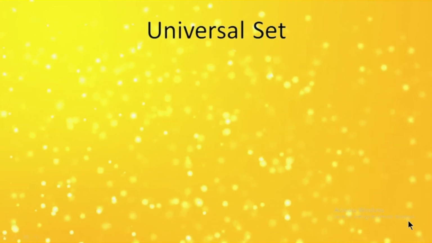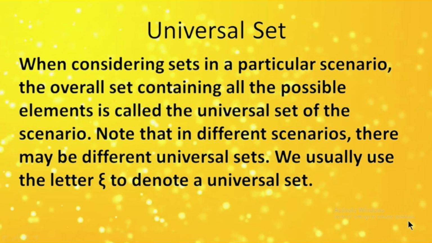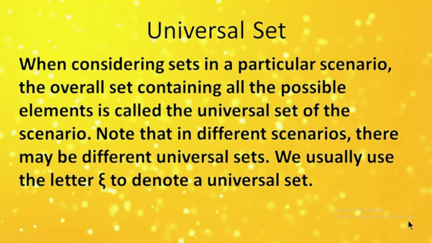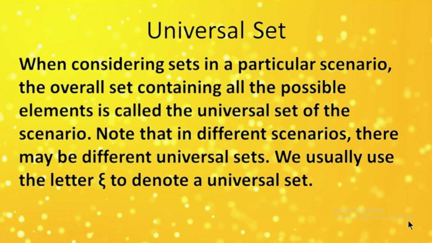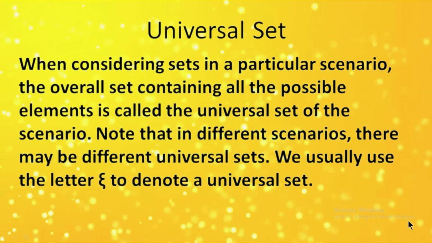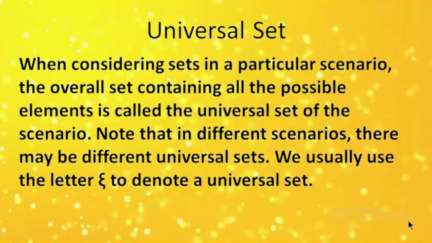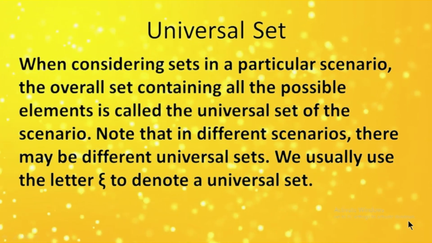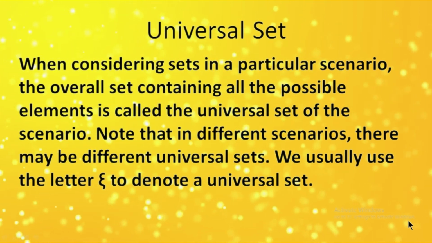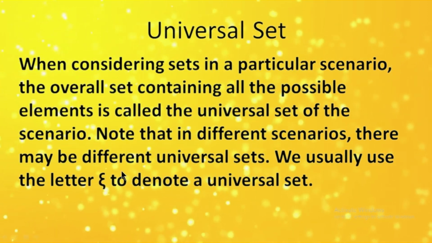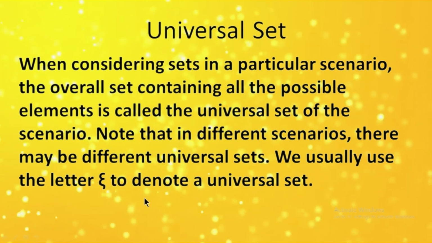What is a universal set? When considering sets in a particular scenario, the overall set containing all the possible elements is called the universal set of the scenario. Note that in different scenarios, there might be different universal sets. We usually use the letter epsilon to denote a universal set.